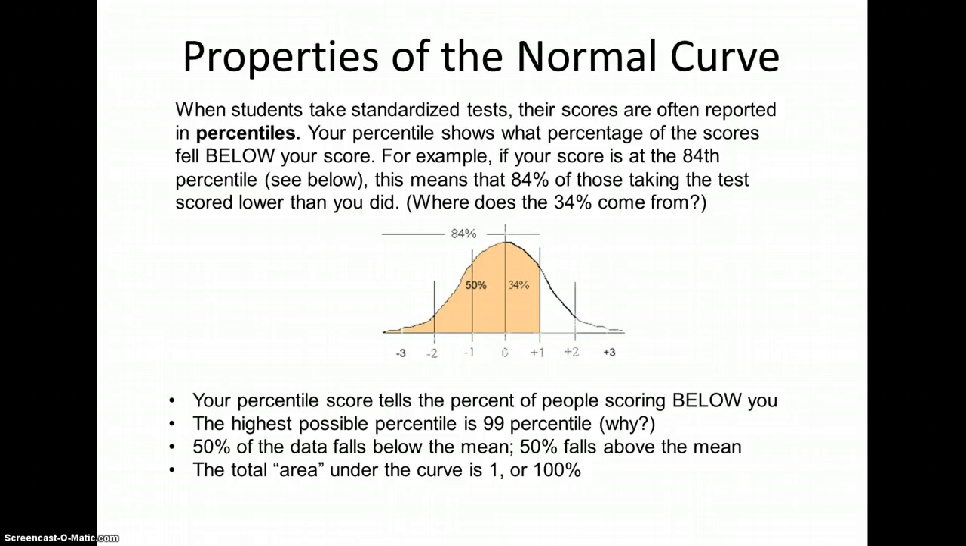Properties, again: your percentile score tells the percent of people scoring below you. The highest possible percentile is the 99th percentile. Why is this? 50% of the data falls below the mean and 50% falls above the mean. And the total area under the curve is 1, or 100%.